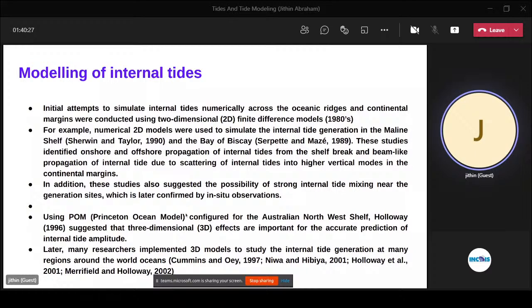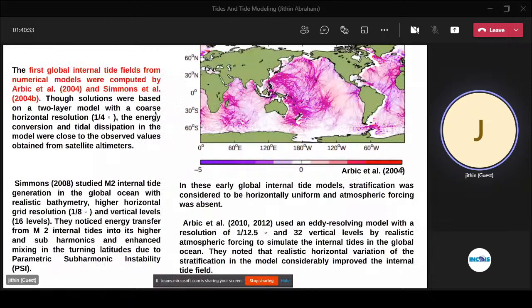One of the first global models of internal tides was provided by Arbic et al. 2004. He used global models to simulate internal tide generation and propagation with realistic bathymetry and stratification conditions. He used a 1/4 degree model and calculated the energy dissipation and conversion in the global ocean. This figure represents the global map of internal tide propagation from Arbic et al. 2004.